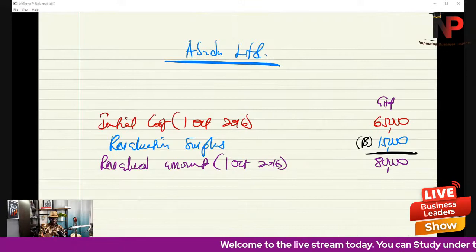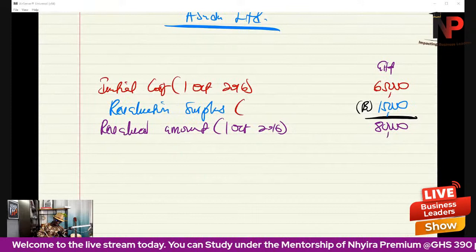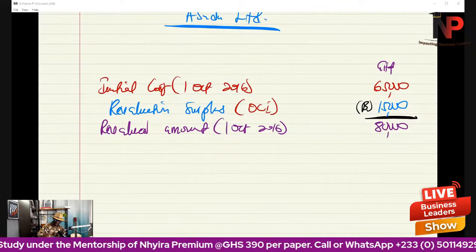Now, as there is a revaluation surplus, you know where that goes. Other comprehensive income and revaluation surplus, certainly. Then we continue to read the question.